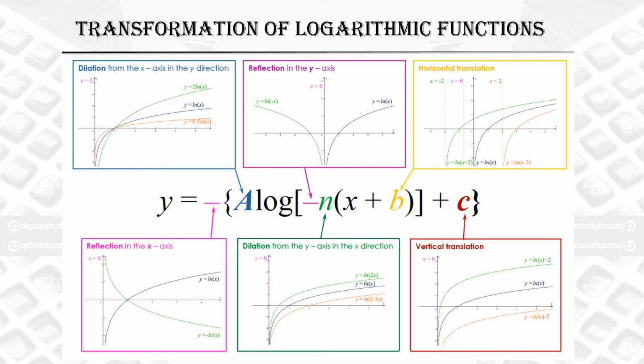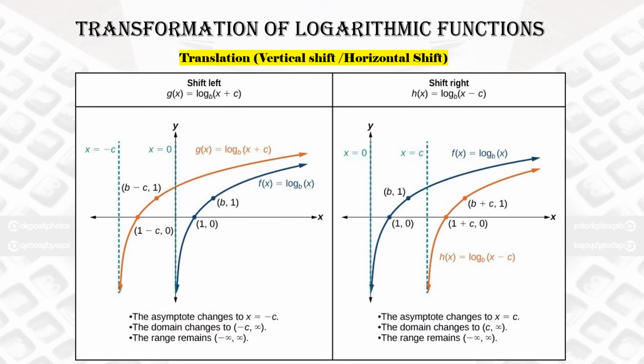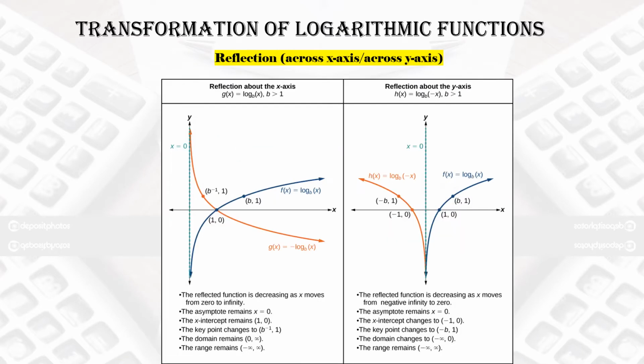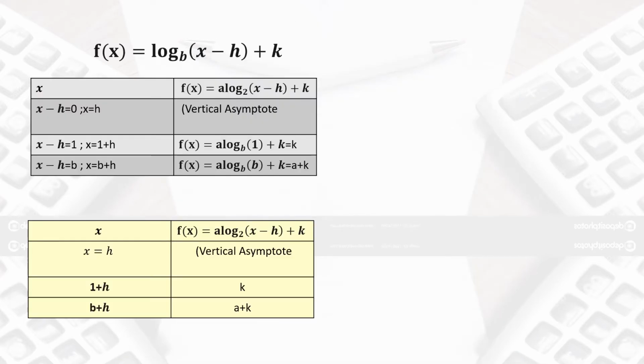Before I explain from the sketch, just have a look at what happens if there is a dilation in the graph, or a reflection of the parent function, and how the graph shifts horizontally or vertically, up and down, or stretches or compresses. These are different stages of the transformation of logarithmic functions, and we will see how we can do all these transformations ourselves.